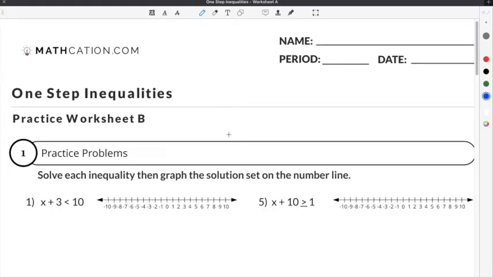This video is about how to solve one-step inequalities. You can get the worksheet used in this video for free by clicking on the link in the description below.